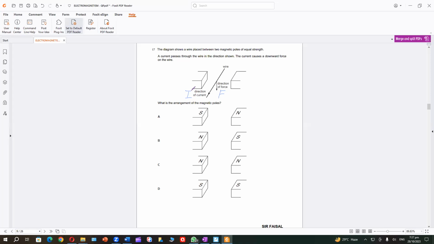So which fits here? First, I try option B. Now, in option B, force is coming upward. Current is towards us. North is not possible. South is also not possible. So C and D are wrong. So we have to select out of A and B. Please give your answer.